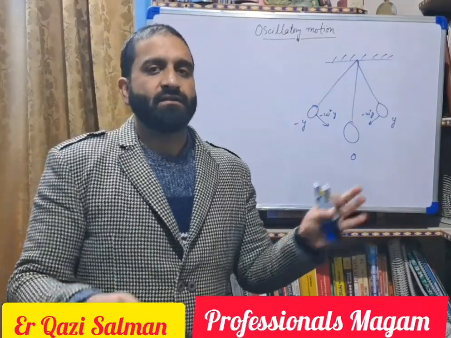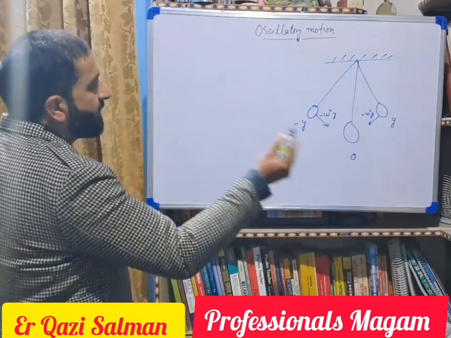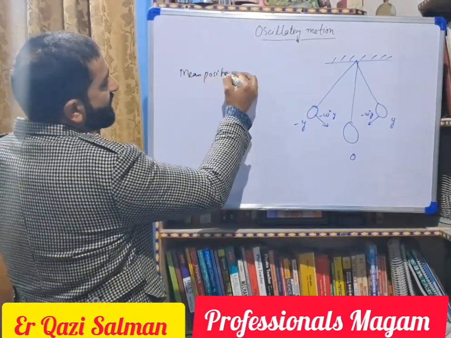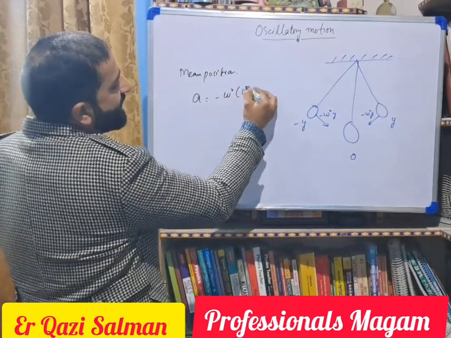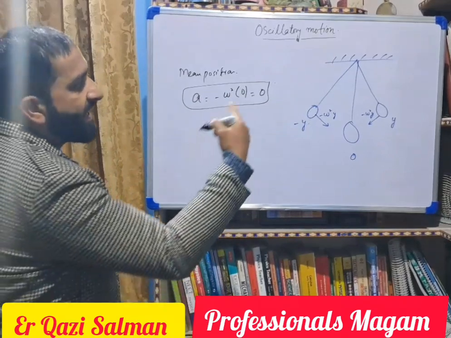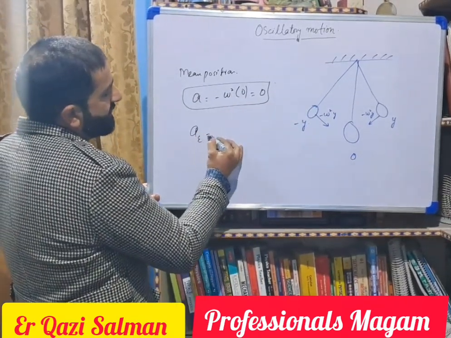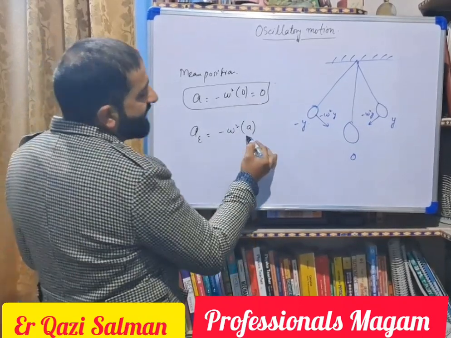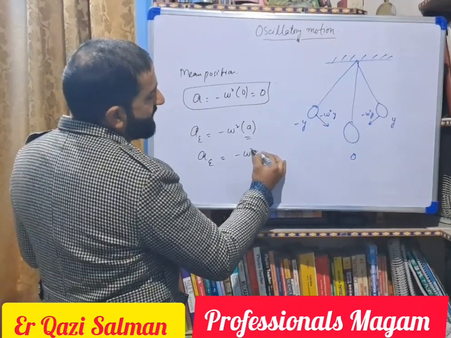Now, looking at the values of the acceleration at mean and the extreme position. At mean position, acceleration is equal to minus omega square y, and y is equal to 0. That is, acceleration is equal to 0. And at extreme position, acceleration is equal to minus omega square y. At extreme position, y is equal to a. So acceleration at extreme position is equal to minus omega square a.